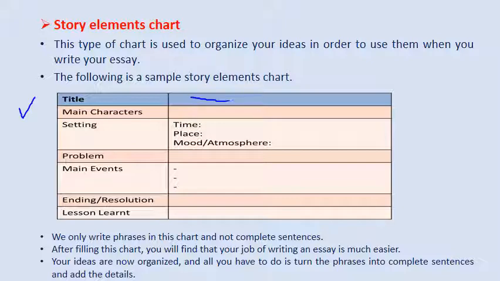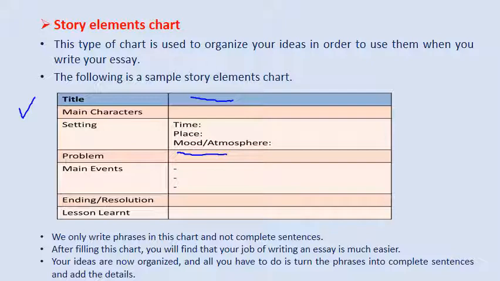Title, of course, the complete title here. Main characters, for example, narrator, roommate, or narrator, friend, depending on the main characters in your story. Now the problem here, you write it in a full sentence. The narrator was planning to study for his or her final exam the next day when a disaster happened. Full stop. This is the main idea of the story.